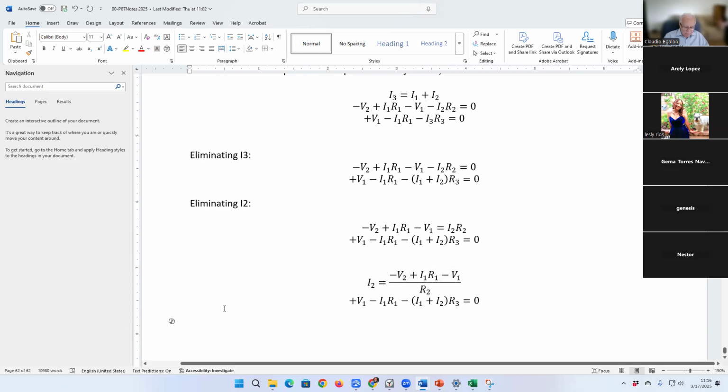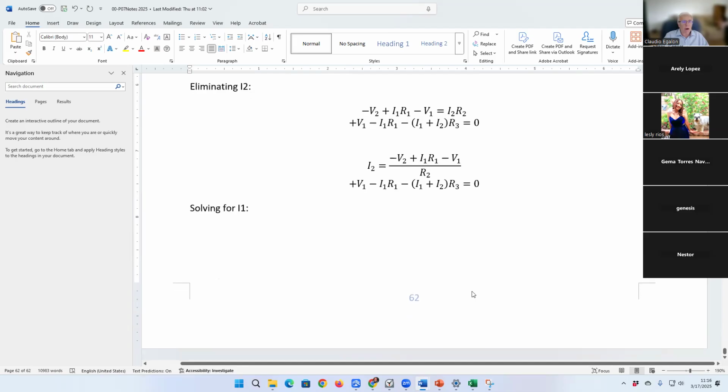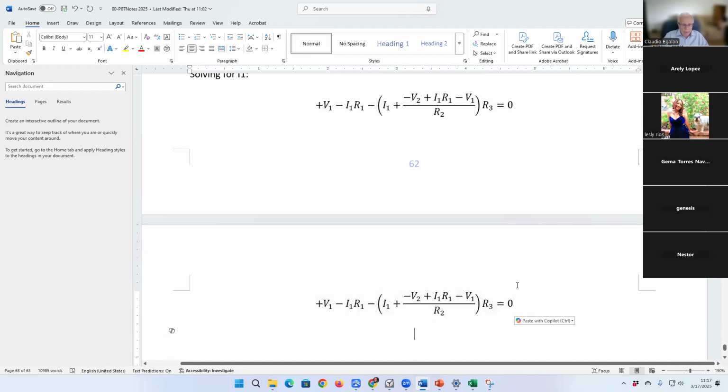Solving, next step, solving for I1. What I'm going to do, I'm going to replace I2 right in here. Okay, and we solve our problem. I will copy that right here. I2 goes right in here. Okay. The problem is almost complete. Okay, I'm going to expand everything here. This negative sign goes right in here.